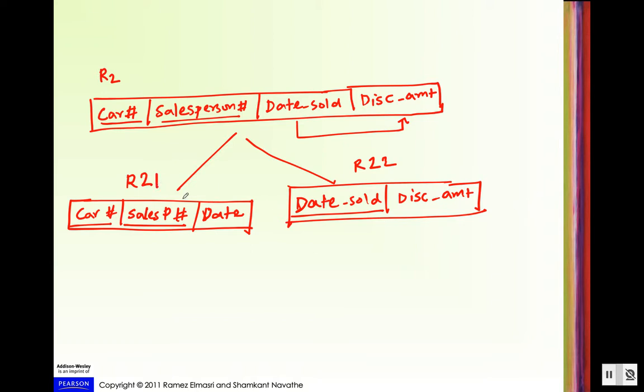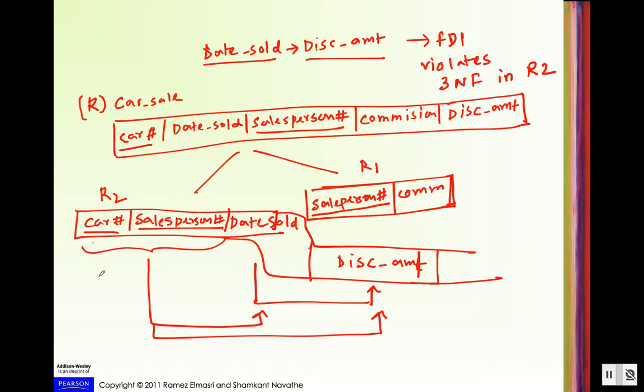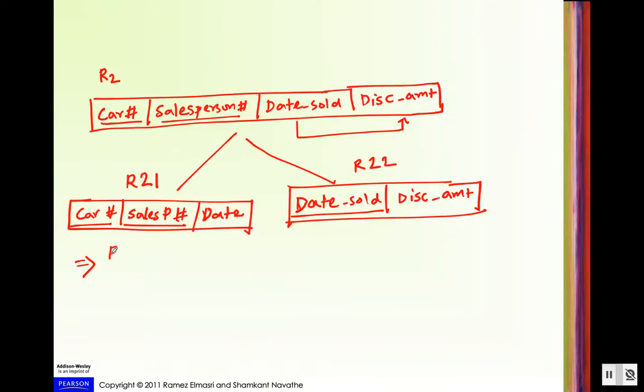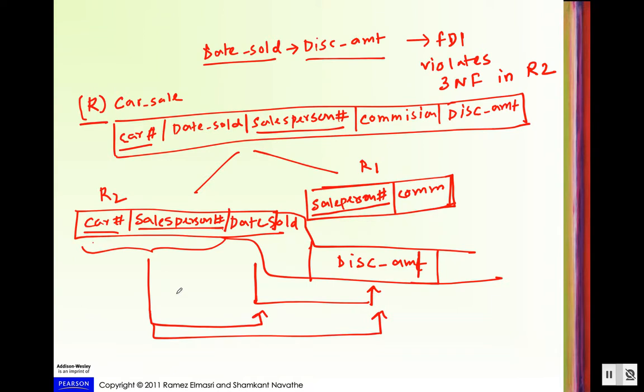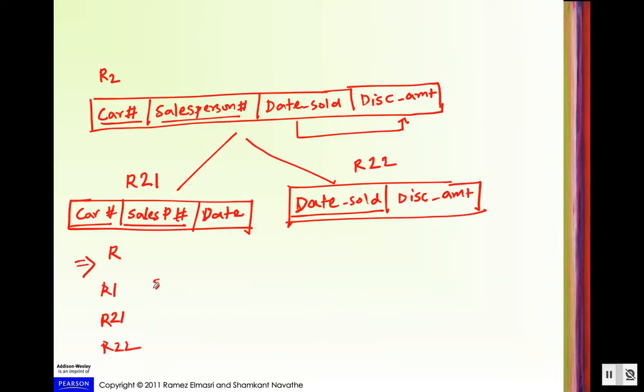Now you can look at R21 and R22. There is no violation of third normal form. So finally, our decomposition would be from R. R was our initial relation. From R we got R1, R21 and R22. R1 is salesperson and commission.